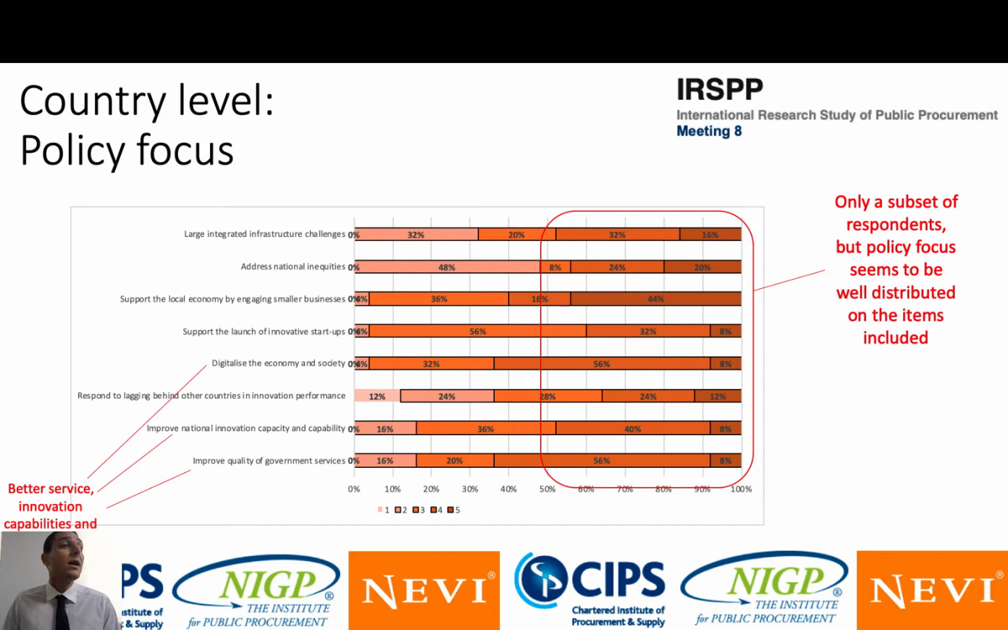In particular, the policy is focused on digitalizing the economy and society. So public procurement for innovation is promoted as a tool to digitalize the economy and society, improve national innovation capacity and capability, and improve the quality of government service. So at policy level, the public procurement for innovation policy at country level is focused mainly on this aspect, but the respondents aware of the content of this policy also rated well all the other items that were included in the data set, with these three being the most important.